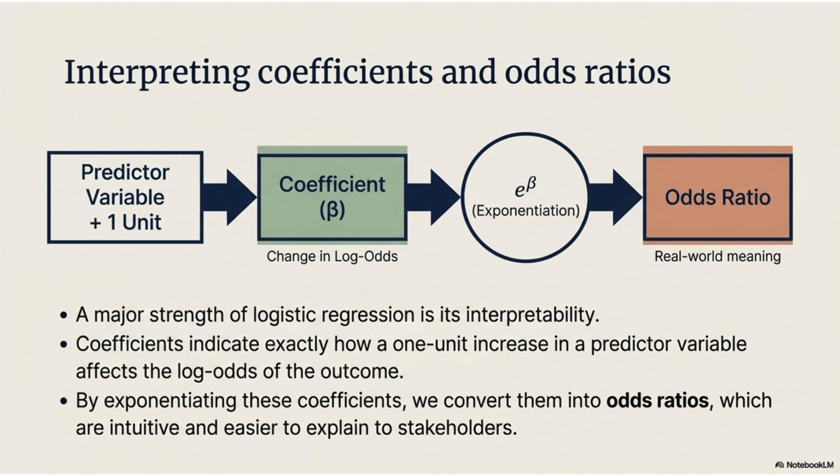One of the strengths of logistic regression is interpretability. The coefficients indicate how a 1 unit increase in a predictor affects the log odds of the outcome. By exponentiating the coefficients, we obtain odds ratios, which are easier to interpret.